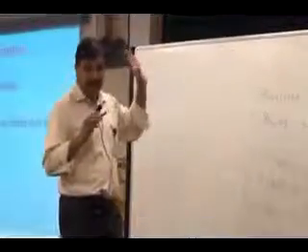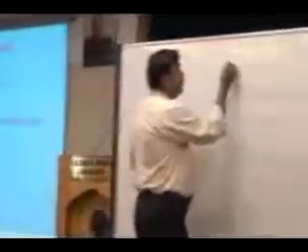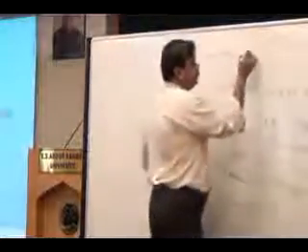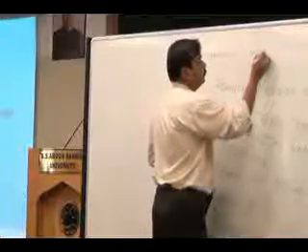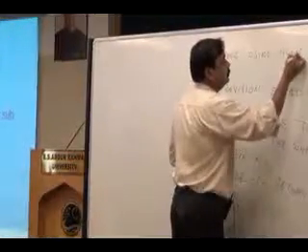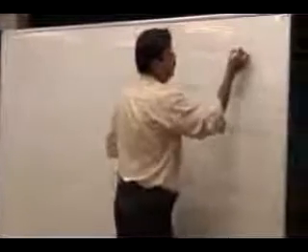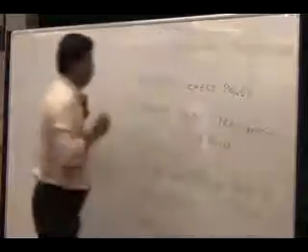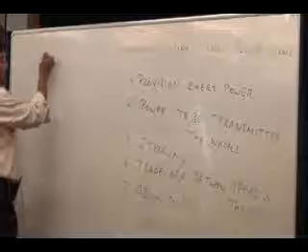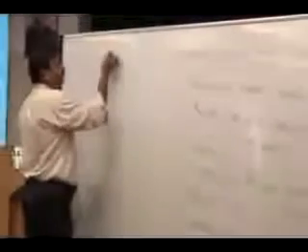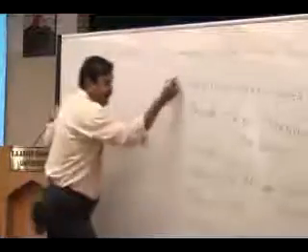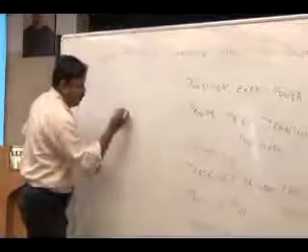What is the overall function? Overall function is commuting using human power alone. This is the overall function, and these are the sub-functions.